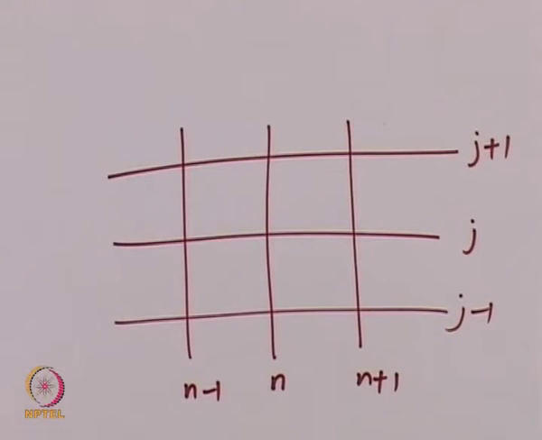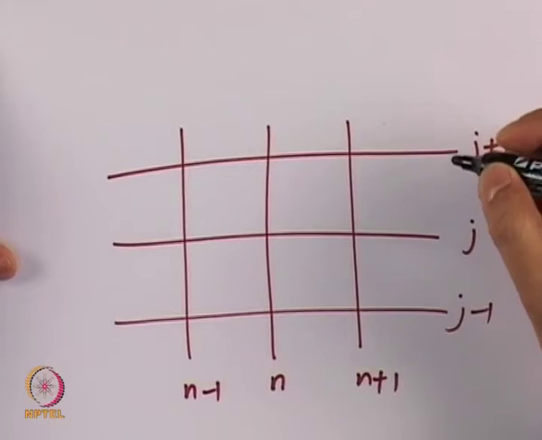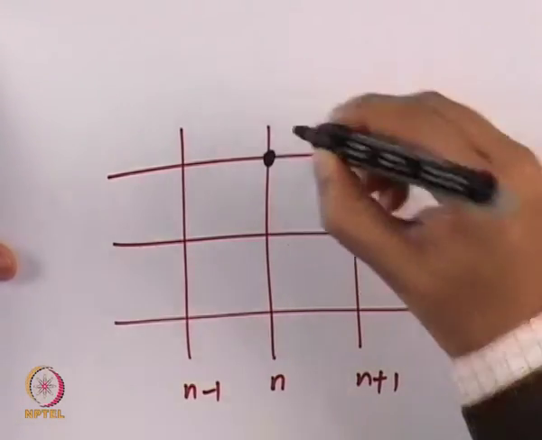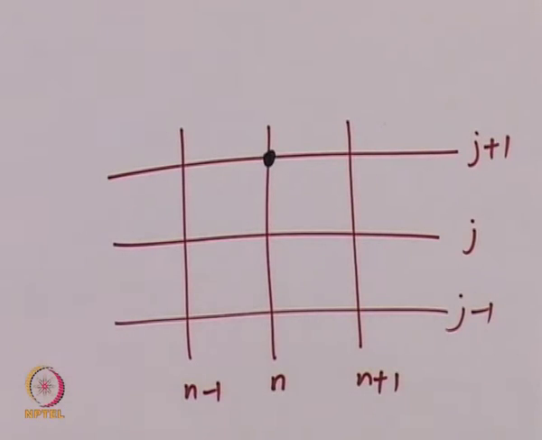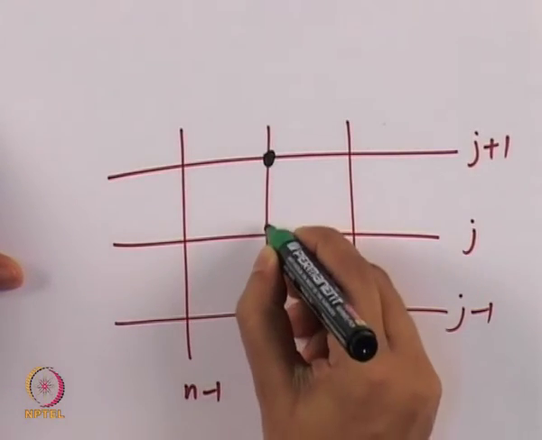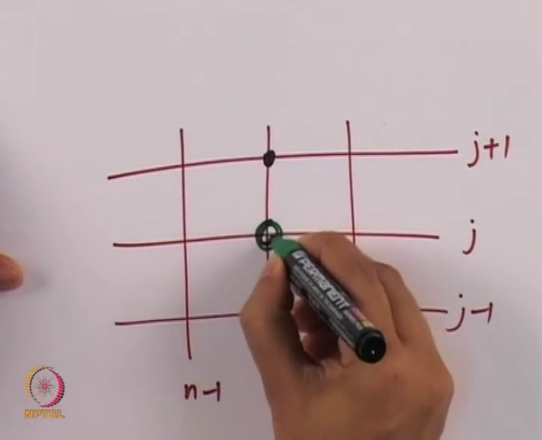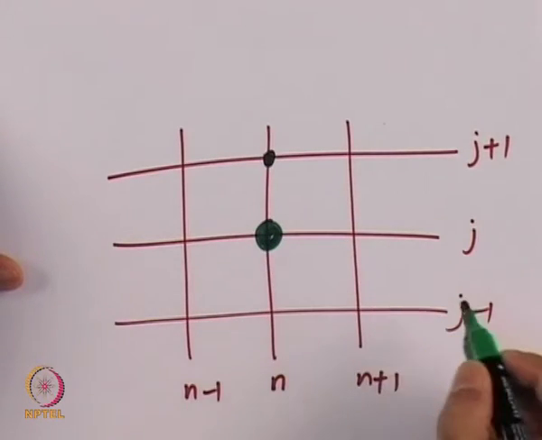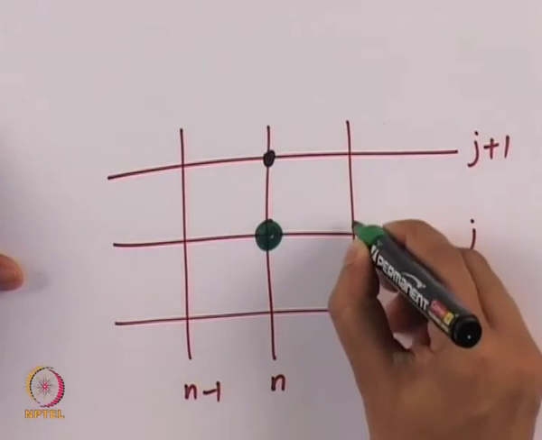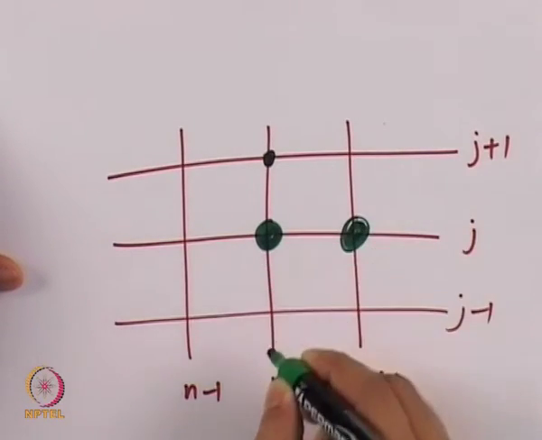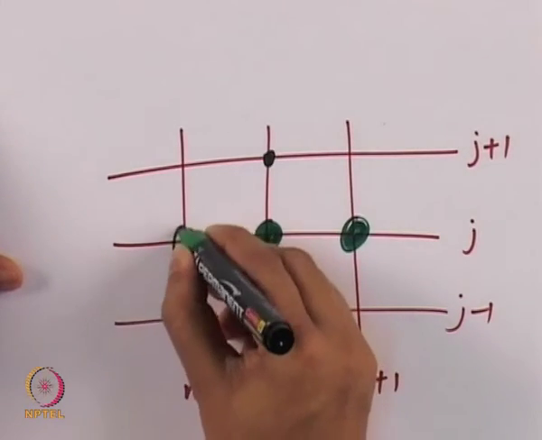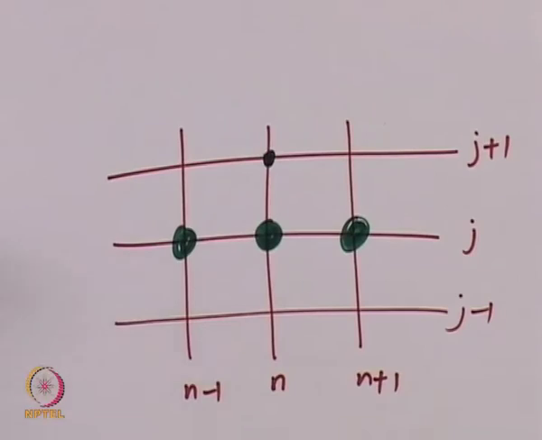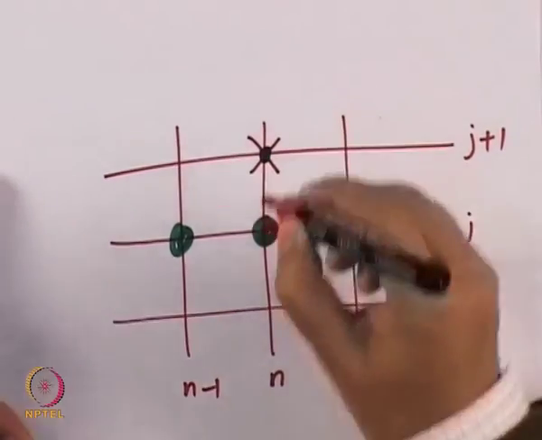We are going to compute the value at n comma j plus 1. So this is the value that we are interested in. Initially, in the case of the forward in time centered in space scheme, we used the value at n comma j, which I am going to mark in green. So we use this value, and then the value at n plus 1, and then n minus 1 comma j. We use these values to compute the value at, let's say, this point.